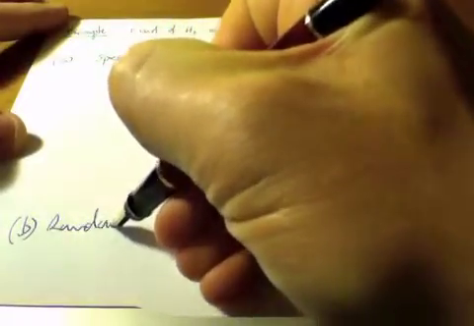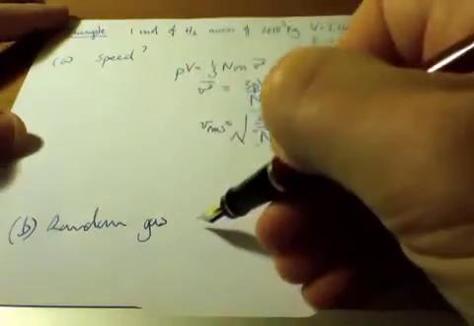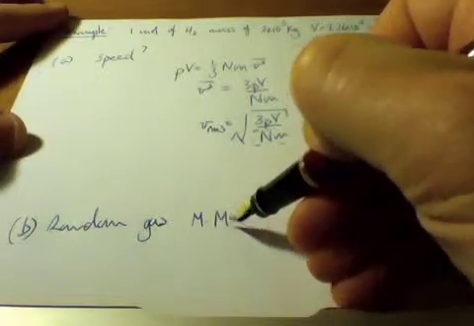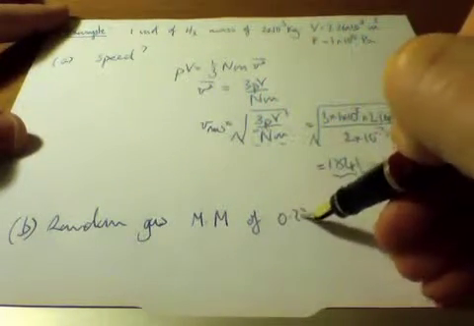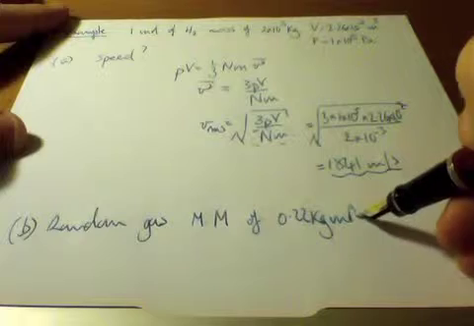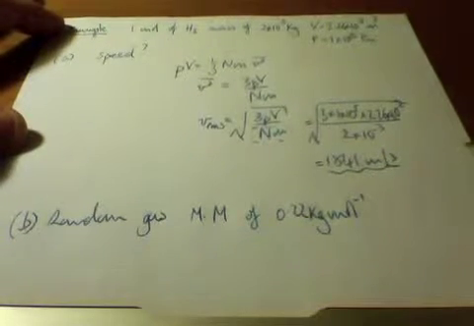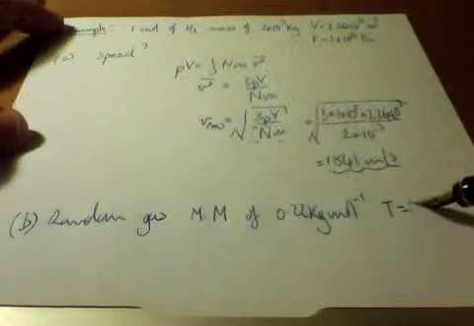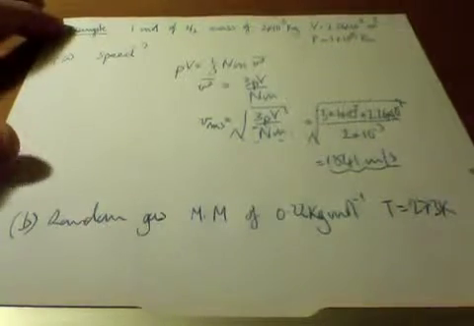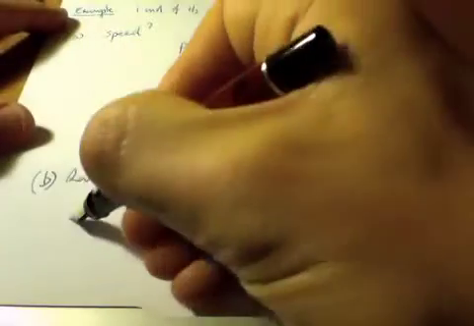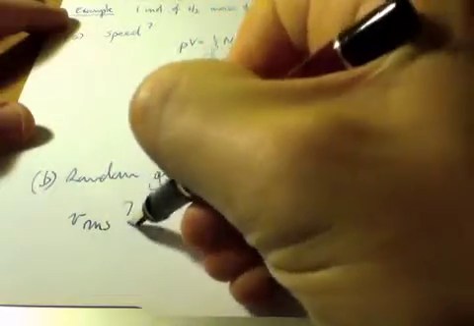Part B, I'm taking a random gas which has a molecular mass of 0.22 kilograms per mole. It's got a temperature of 273 Kelvin, and I want you to work out the V RMS. If you think you can do it, give it a go. Hit pause and try it. If not, then I'm going to run straight into the solution straight away.